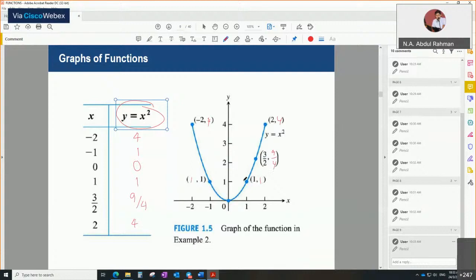So using your flexible ruler, from the points that we have here, you have to plot your graph as smooth as possible. Using your hands, why not?